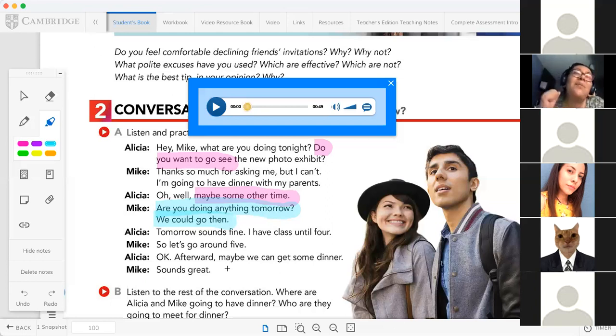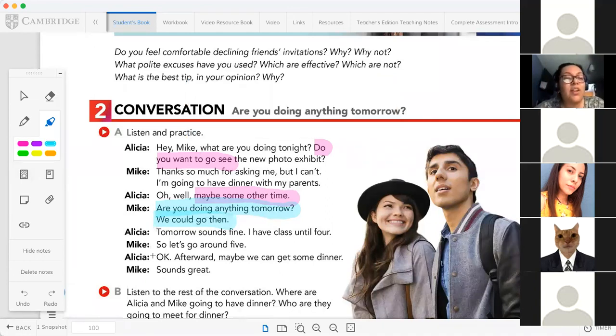All right? But yeah, you see, they made a plan. No pudieron en la fecha original, pero se demostraron mutuamente que sí había interés por ir. Oh, thank you so much for asking me, but it's my parents, okay? Maybe some other time. Are you busy tomorrow? Are you doing anything tomorrow? That's how you show interest, okay? In a way. So let's see. We're gonna listen to the rest of their conversation. And now we have another question. Where are Alicia and Mike going to have dinner?